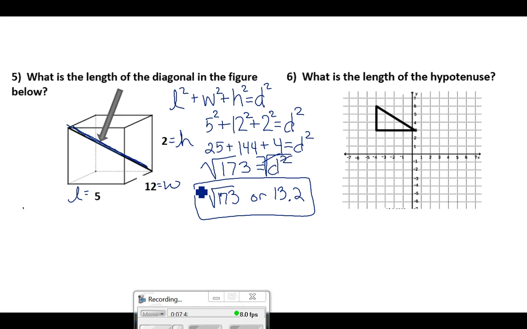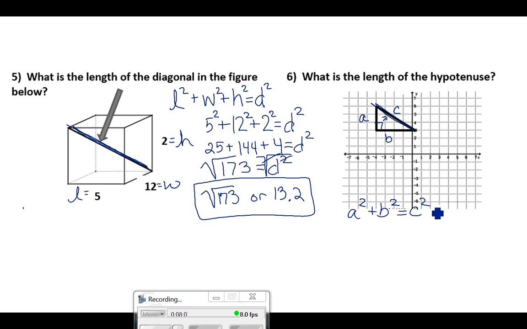Question 6. What is the length of the hypotenuse? Here's our hypotenuse right here, and I'm going to go ahead and label it as C. So we have A and B, and we're going to use the Pythagorean theorem again. A squared plus B squared equals C squared.